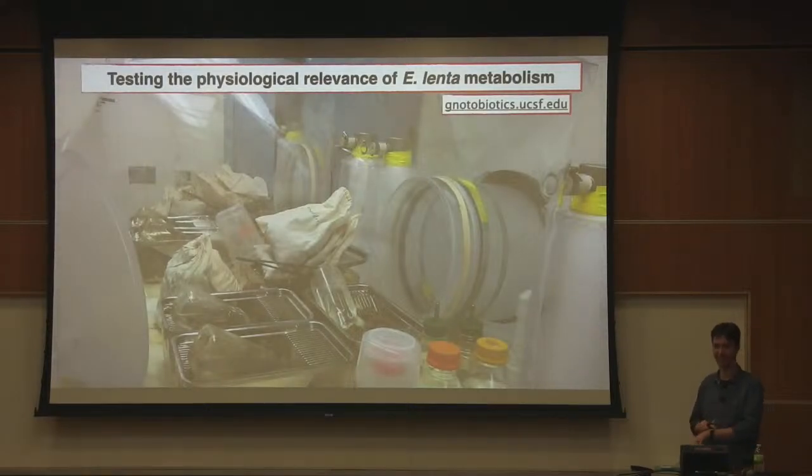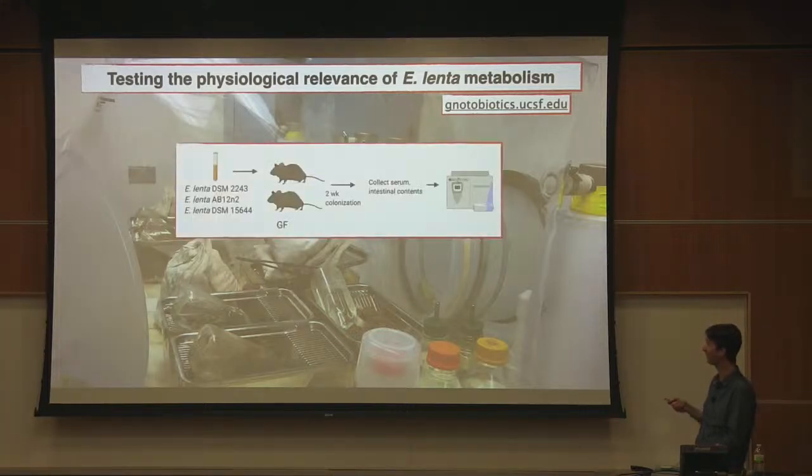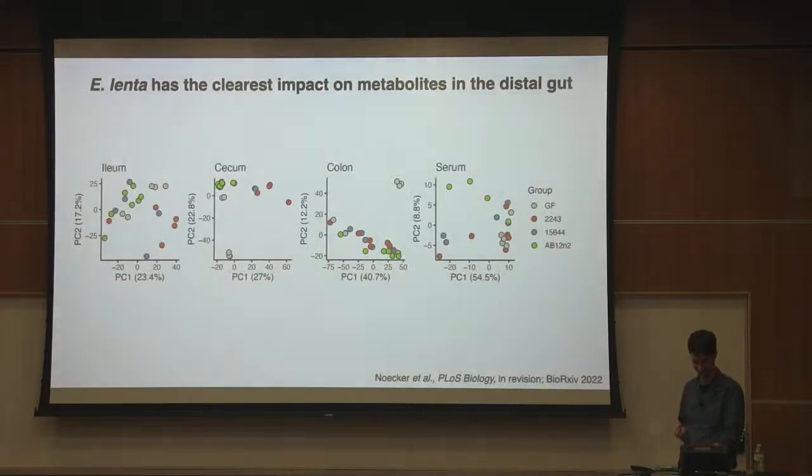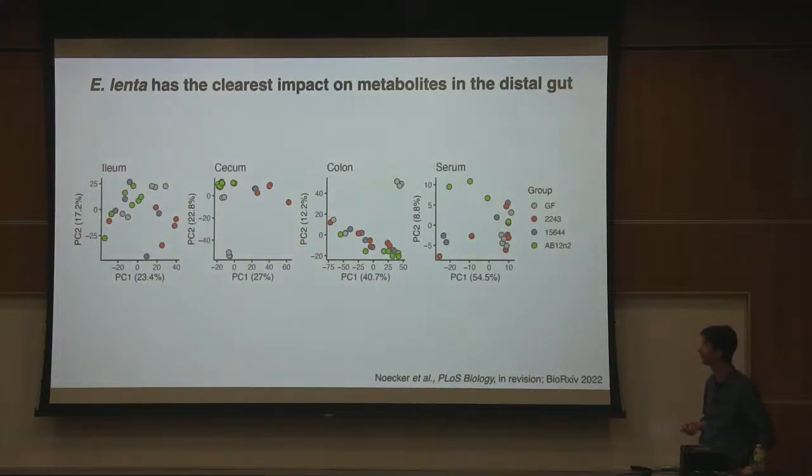And so finally, I want to show you a little bit of data now extending this approach to look at what Elenta is doing in the context of a host. And so we turned to germ-free, or gnotobiotic, mice. We took, in this experiment, 3 different strains of Elenta and used them all to colonize germ-free mice. We waited 2 weeks, and then we collected serum and intestinal contents and ran it through the mass spec.